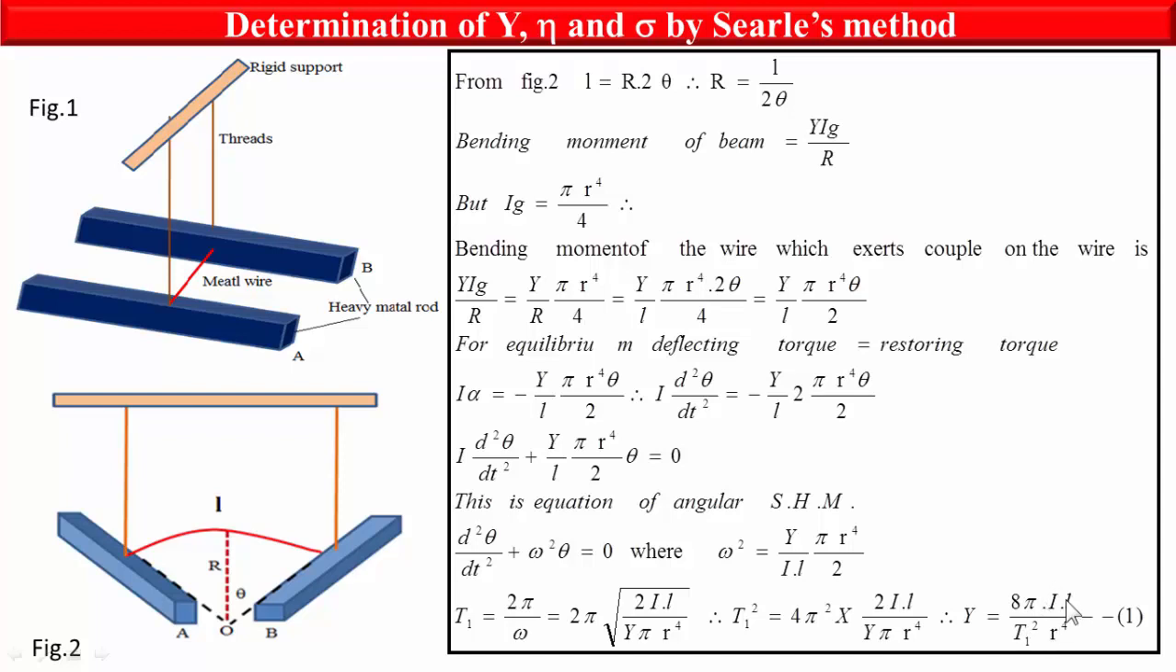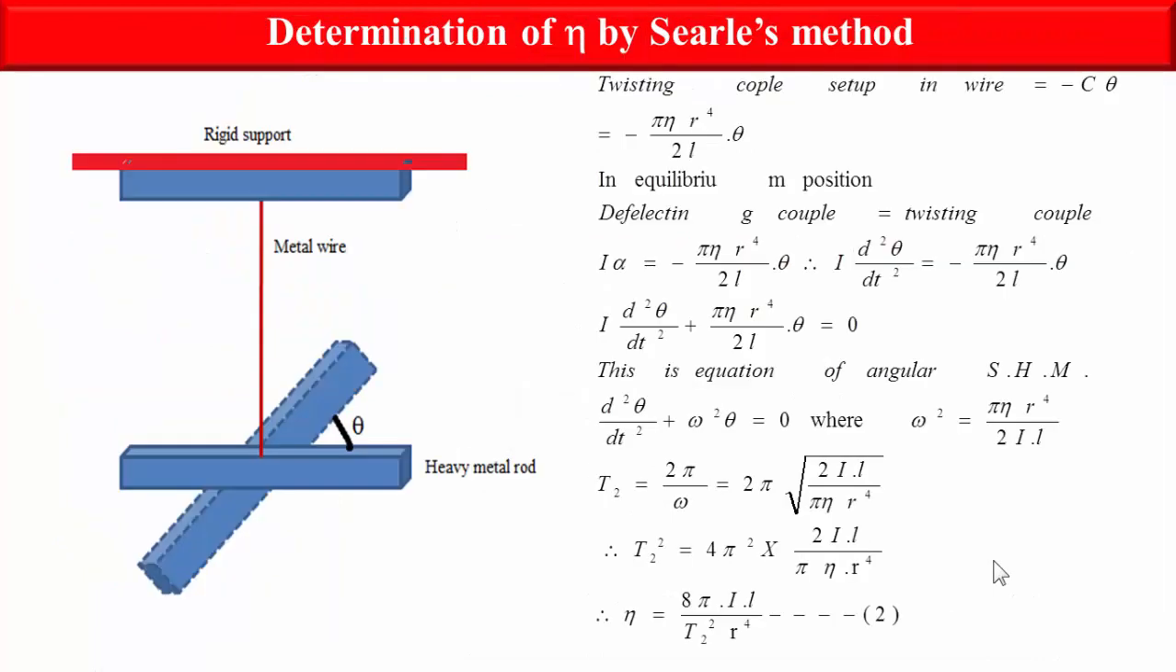L is the length of the metal wire which is fastened between the two heavy metal rods. T1 represents the periodic time of the oscillation, and R represents the radius of the wire. Here it is to be noted that the radius of the wire should be measured very accurately. Otherwise, it will result in a large error in the value of Young's modulus.